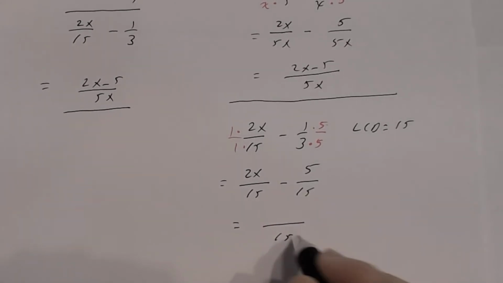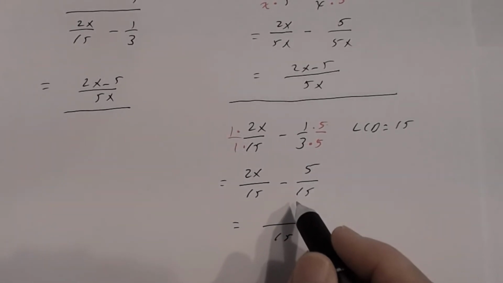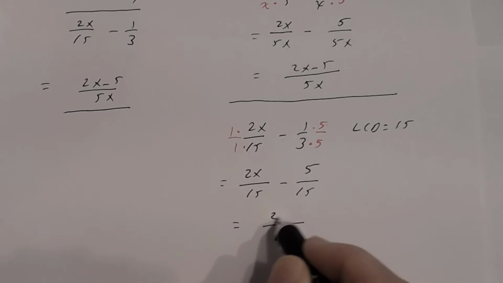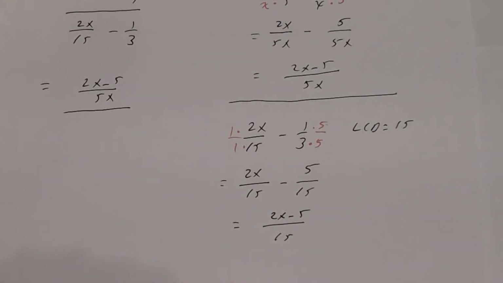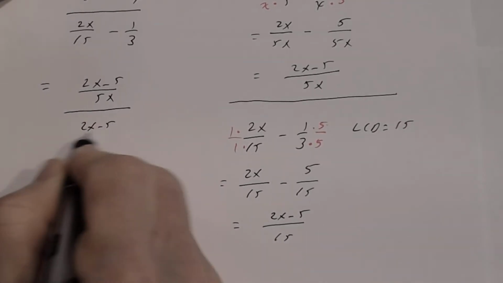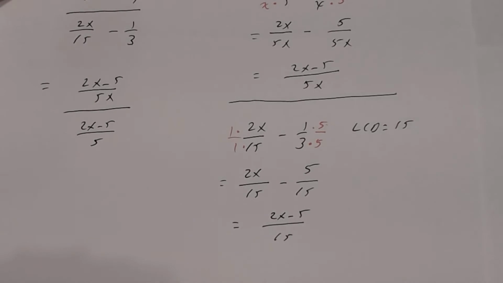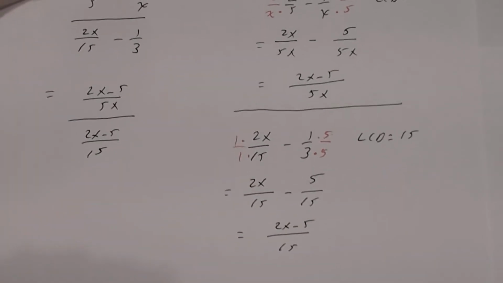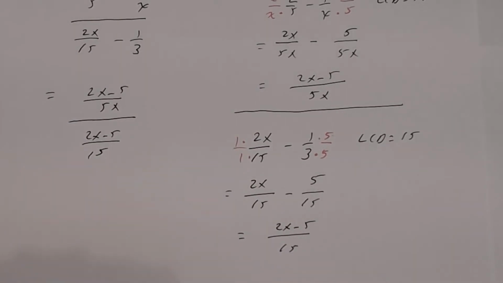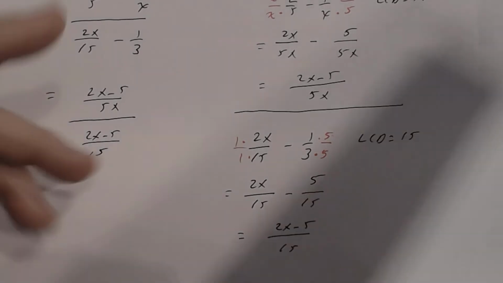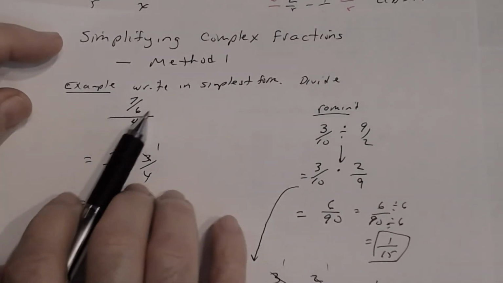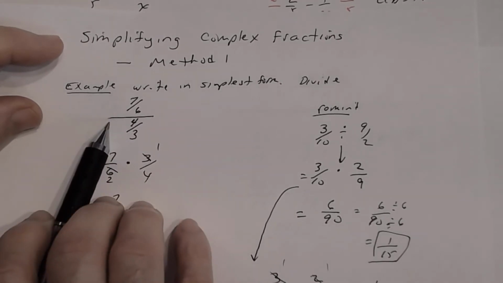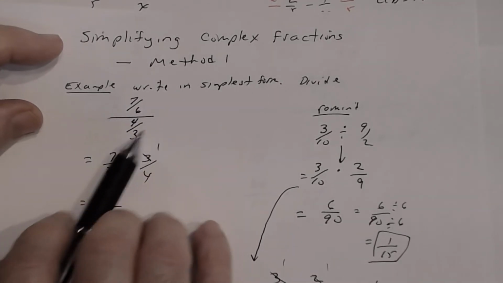So that's going to be 15 as my denominator, and then 2x minus 5 as my numerator. So that is going to go here now. So 2x minus 5 divided by 15, right? Divided by 15. Okay, now, once you get to that point, now you see, it's just kind of like this, right? So you have one fraction divided by one fraction. One rational expression divided by one rational expression.